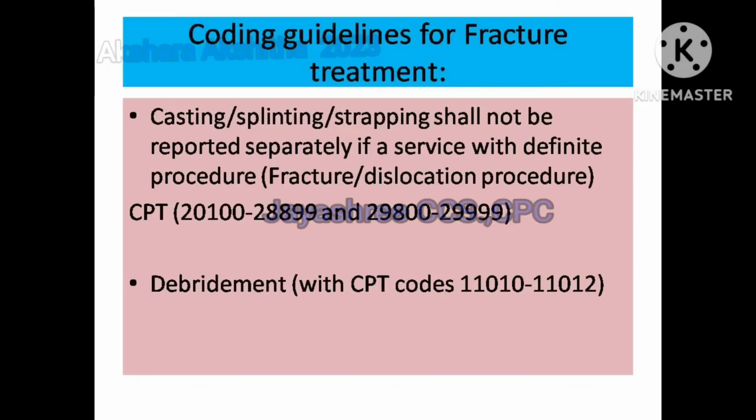If it is extensive and the doctor is removing all foreign materials before doing the open treatment procedure, we have to report a debridement code separately. The code range is 11010 to 11012. We can report this code separately with the main procedure of open fracture or dislocation. But if debridement is also performed and casting, splinting, strapping are also done, then with that CPT code we cannot report debridement. So what is the main procedure? The fracture or dislocation treatment code. For those CPT codes only we report debridement separately.